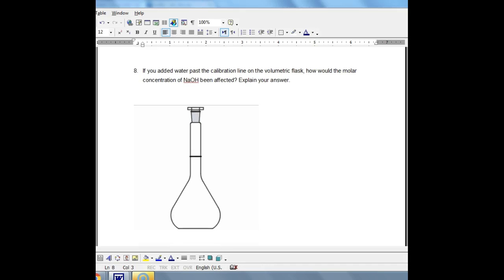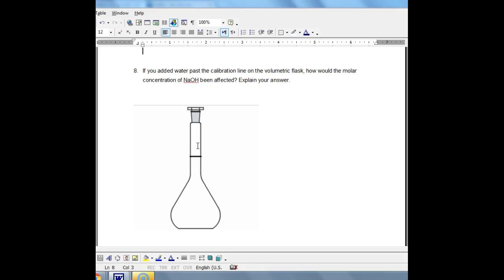Number 8. If you had added water past the calibration line on the volumetric flask, so if you had added that up here to kind of where I'm scrolling back and forth, how would the concentration of NaOH have been affected? Again, would it have been less than 0.1? Would it have been more than 0.1? Would it have not affected it? Would it have been at 0.1?